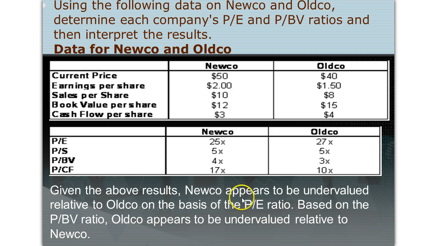So given the above results, based on the PE ratio, we think that new coal appears to be undervalued as opposed to old coal, because 25 for new coal and we have 27 for old coal. Based on the PB ratio, old coal seems to be undervalued relative to new coal. So we can see that analysis of under or over valuation differs by using different ratios. So we shouldn't be using just a PE ratio or just any one ratio to analyze companies. We should use a multi-array of ratios and tools.